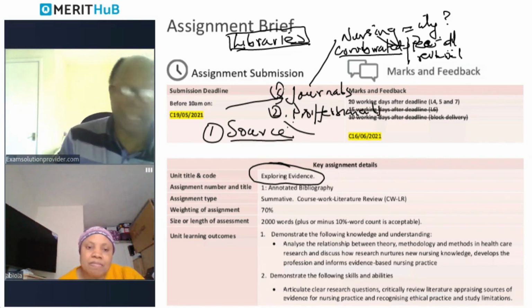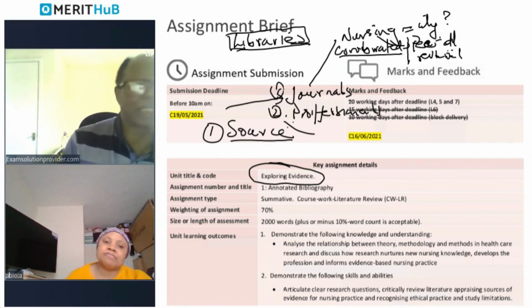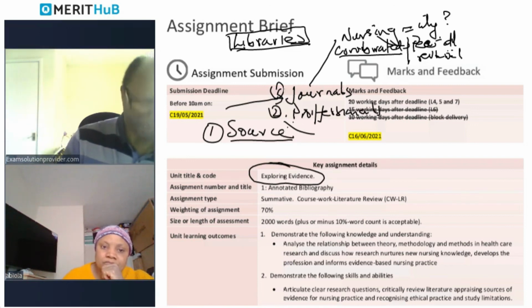So peer reviewed, very important. These are the answers you'll be giving. Why did you access this journal? Why did you choose this journal? Because they publish articles which are peer reviewed. The website is credible because it's professional, which is relevant. So they publish articles which are relevant to my study.